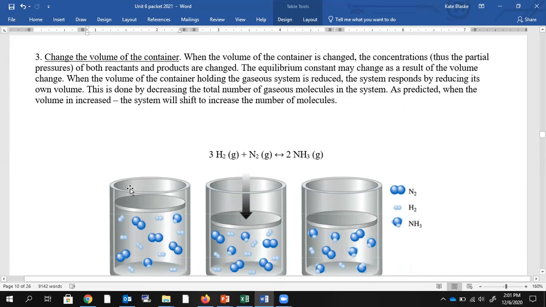Possibility number 3 is changing the volume of the container. Back when we studied gas laws, hey, look, here's a throwback, we know that pressure and volume are inversely proportional. So if I make the volume of my container smaller, then that's going to affect the pressure. That basically is increasing the pressure of those gases. So we're going to behave just like an increase of the pressure. If we make the volume larger, we are in effect decreasing the pressure of those chemicals.